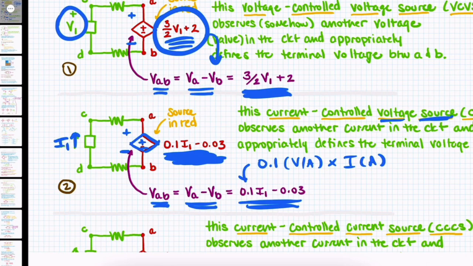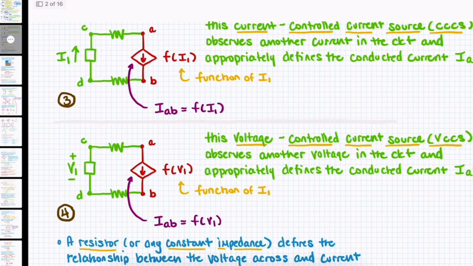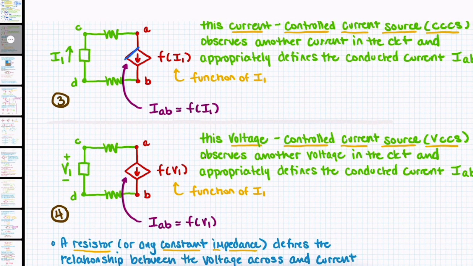But voltage controlled voltage source, current controlled voltage source, both of them dependent voltage sources, but the difference is just what they are dependent on. Then we have the current controlled current source and the voltage controlled current source. They're both diamonds and they both have arrows in the middle to indicate that they are current sources. They define a current. I hope that by this point it's becoming a little bit more evident what I'm going to say with regard to these.